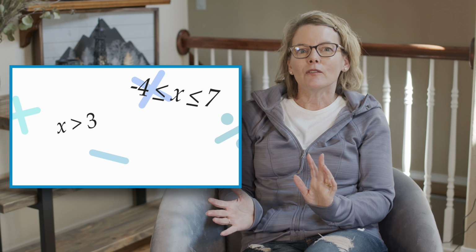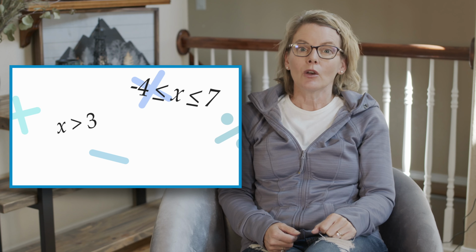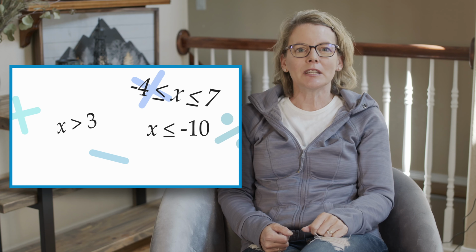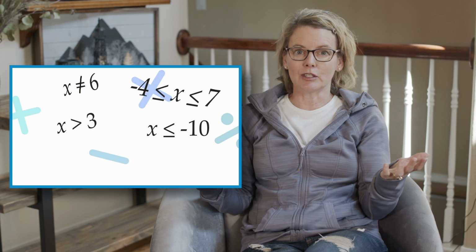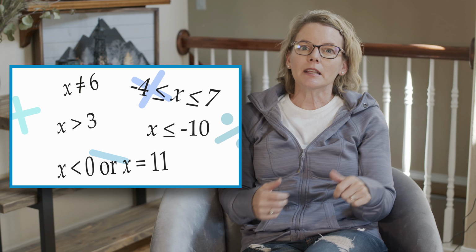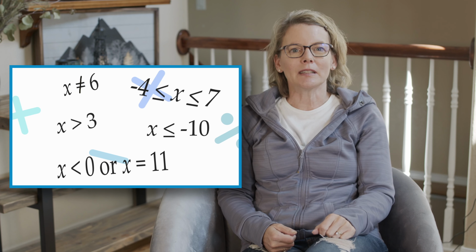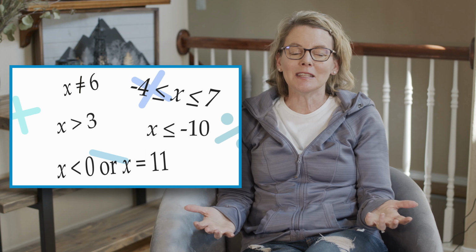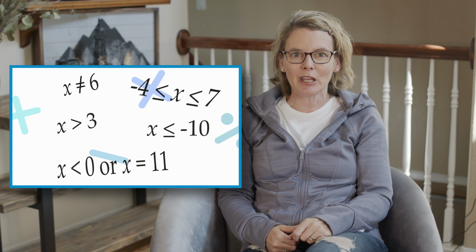Interval notation is related to things you have seen before. X is greater than 3. Negative 4 is less than or equal to x, which is less than or equal to 7. X is less than or equal to negative 10. X does not equal 6. X is less than 0, or x equals 11. In fact, we are going to transform most of these into interval notation in this video. It will be super helpful for you to understand these.